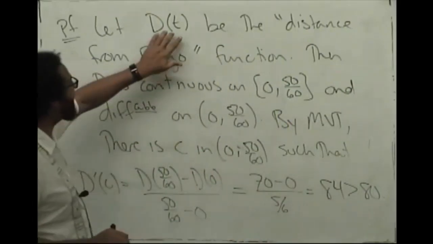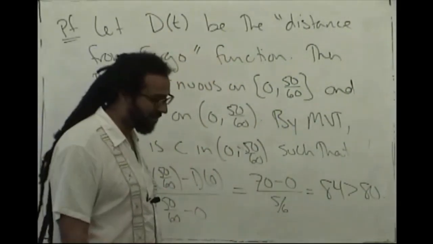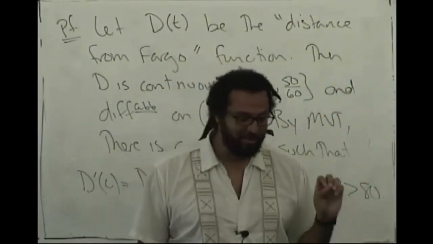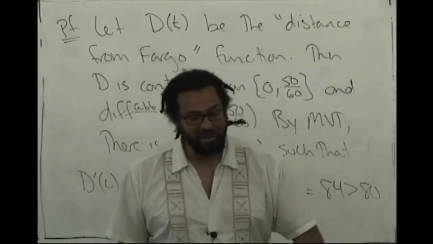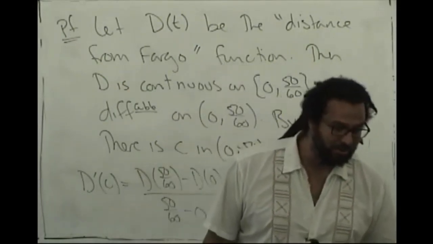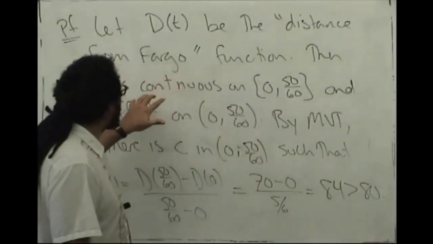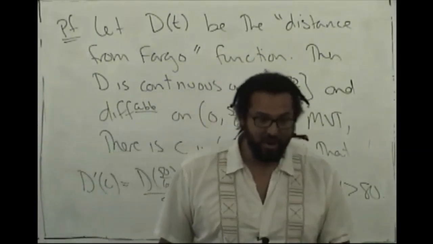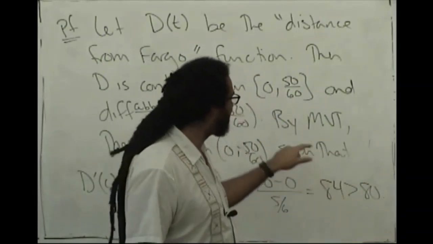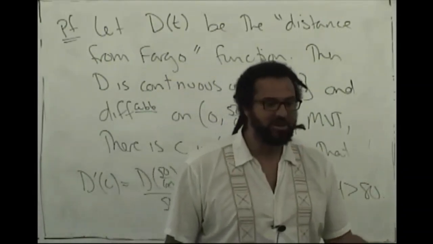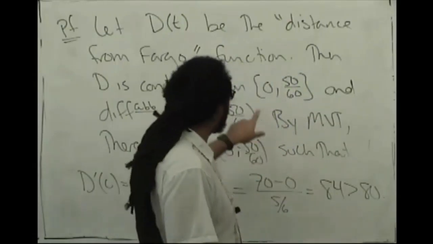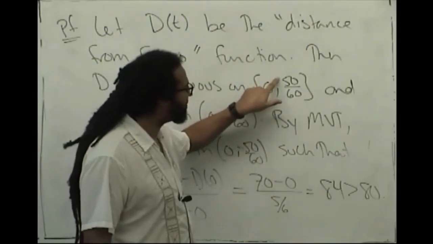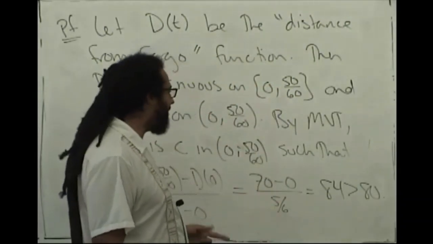So let d of t be the distance from Fargo function. So d of t is just some function that when I plug in a particular time, it returns the distance that I am from Fargo in my car. Okay. So then d is continuous on that time interval. So remember, we made it from Fargo to Grand Forks in 50 minutes. Let me change that to hours, because we want to do this in terms of miles per hour, right? So the time interval is from 0 to 50 over 60 hours.